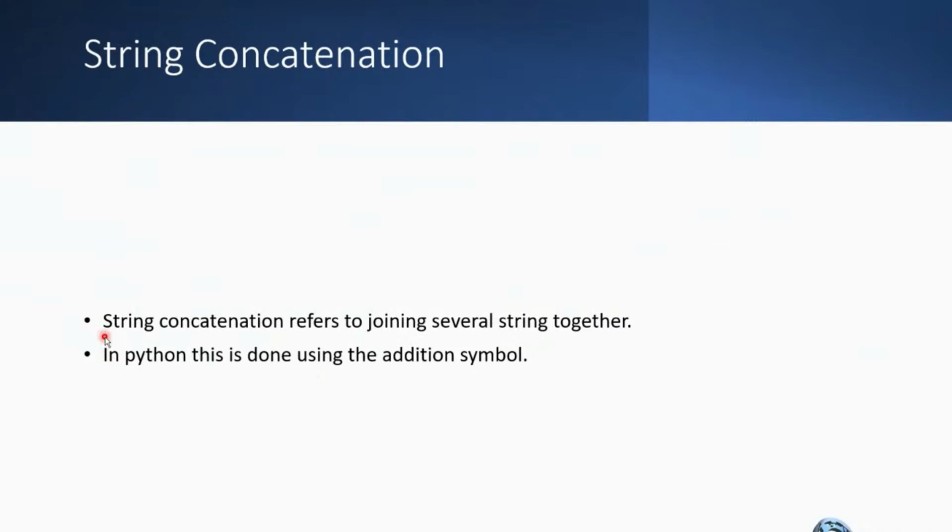String concatenation refers to joining several strings together. In Python, this is done using the addition symbol. So we've done this before. We're just adding a name to it so you know what it's called.